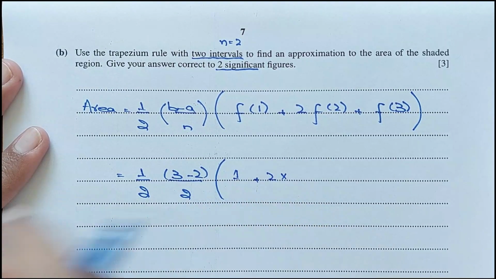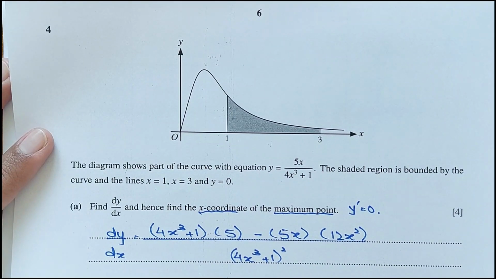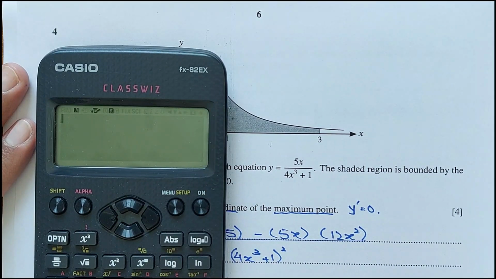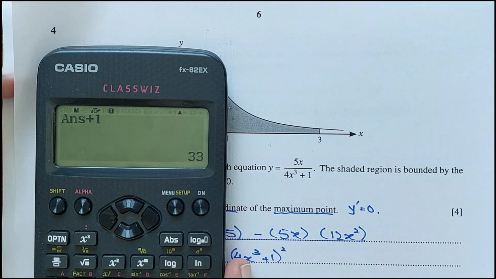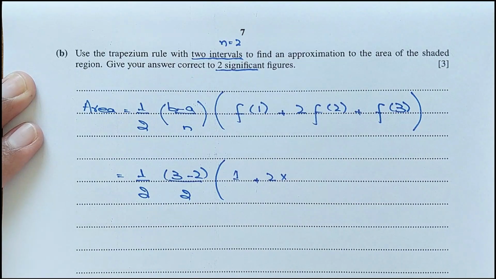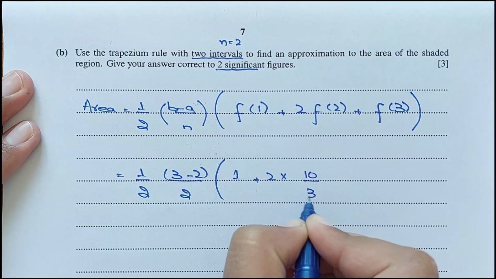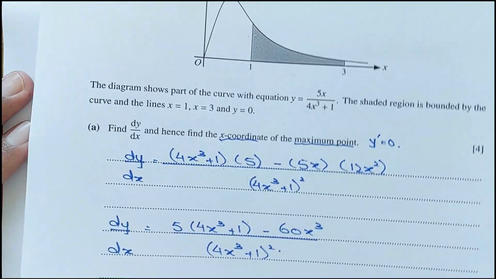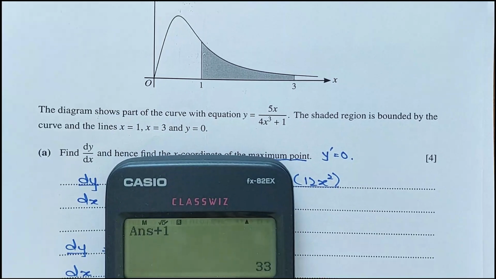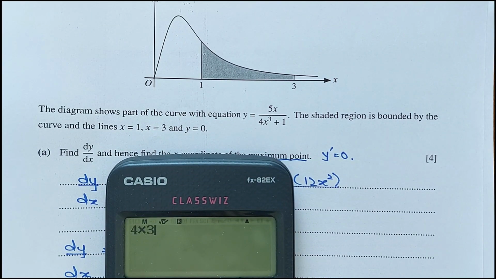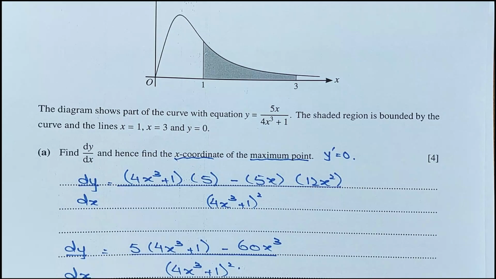Plus 2 times, we have to do f of 2. So here we can say 4 times 8 plus 1, which is 33, and 5 times 2 is 10. So 33 over 10, sorry, 10 over 33. And let me substitute 3 here. So we can say 4 times 3 cube plus 1, 109, and 5 times 3 is 15. 15 over 109.